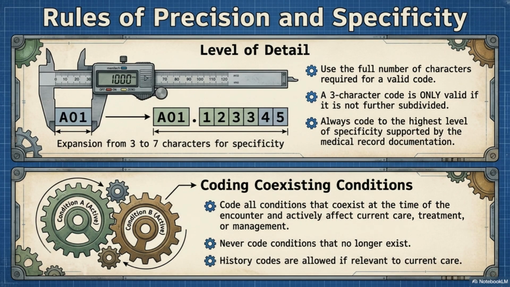ICD-10-CM requires coding to the highest level of specificity. That means using all required characters, including seventh characters when applicable. A 3-character code is only valid if it has no subdivisions. Always code to the level supported by documentation. Code all conditions that coexist at the time of the encounter and affect care or management. Do not code conditions that no longer exist. History codes can be used when relevant.